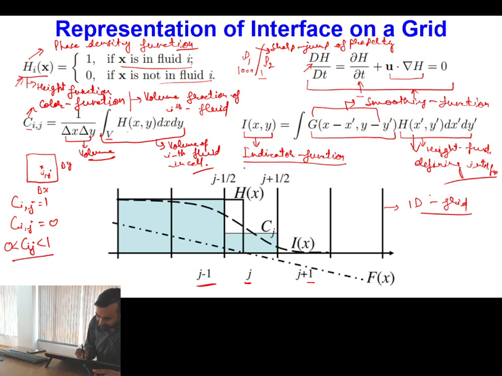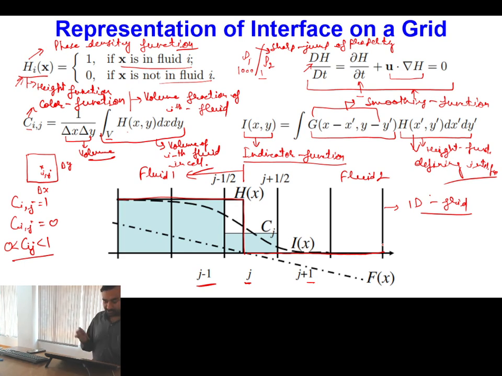So let us consider that up to this point this grid is filled with fluid 1, and there I am having fluid 2. Now you can see the height function is 1 up to this point and suddenly it is falling, and after this point it becomes equal to 0. Is this point clear? This is the definition of the height function.